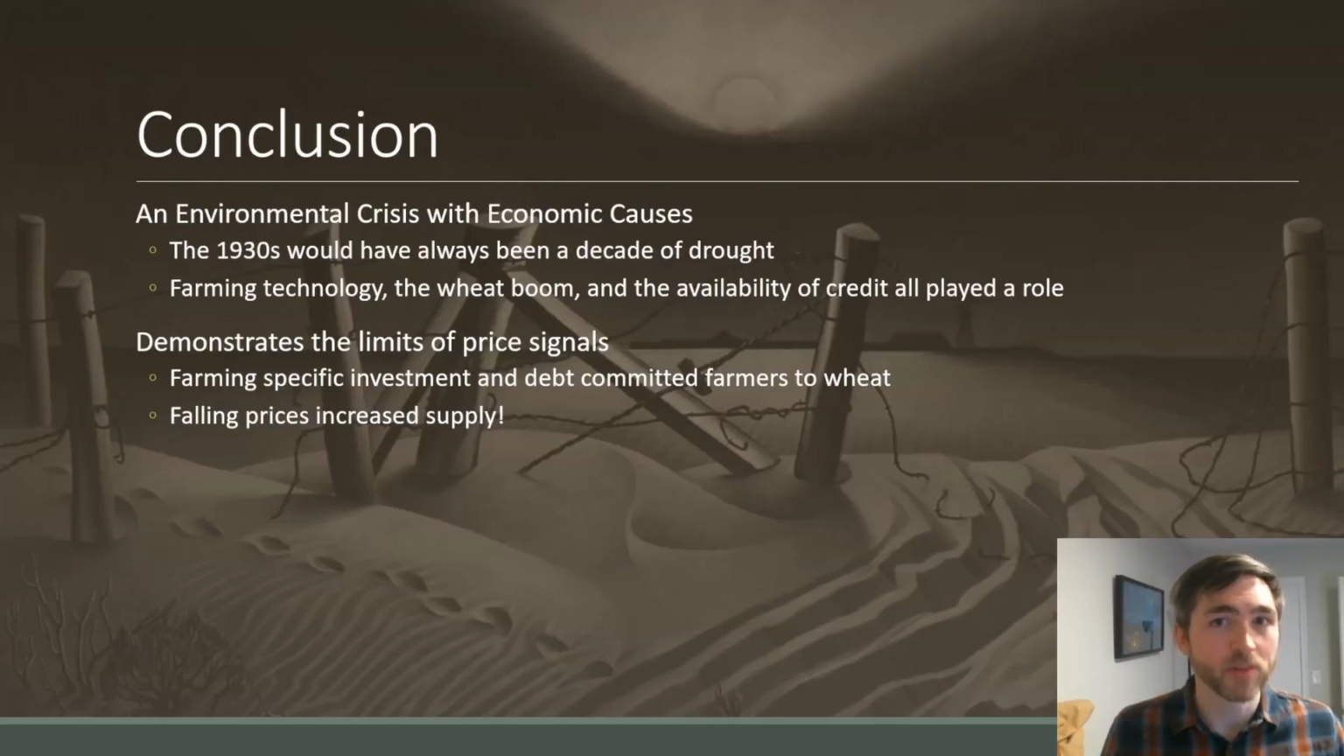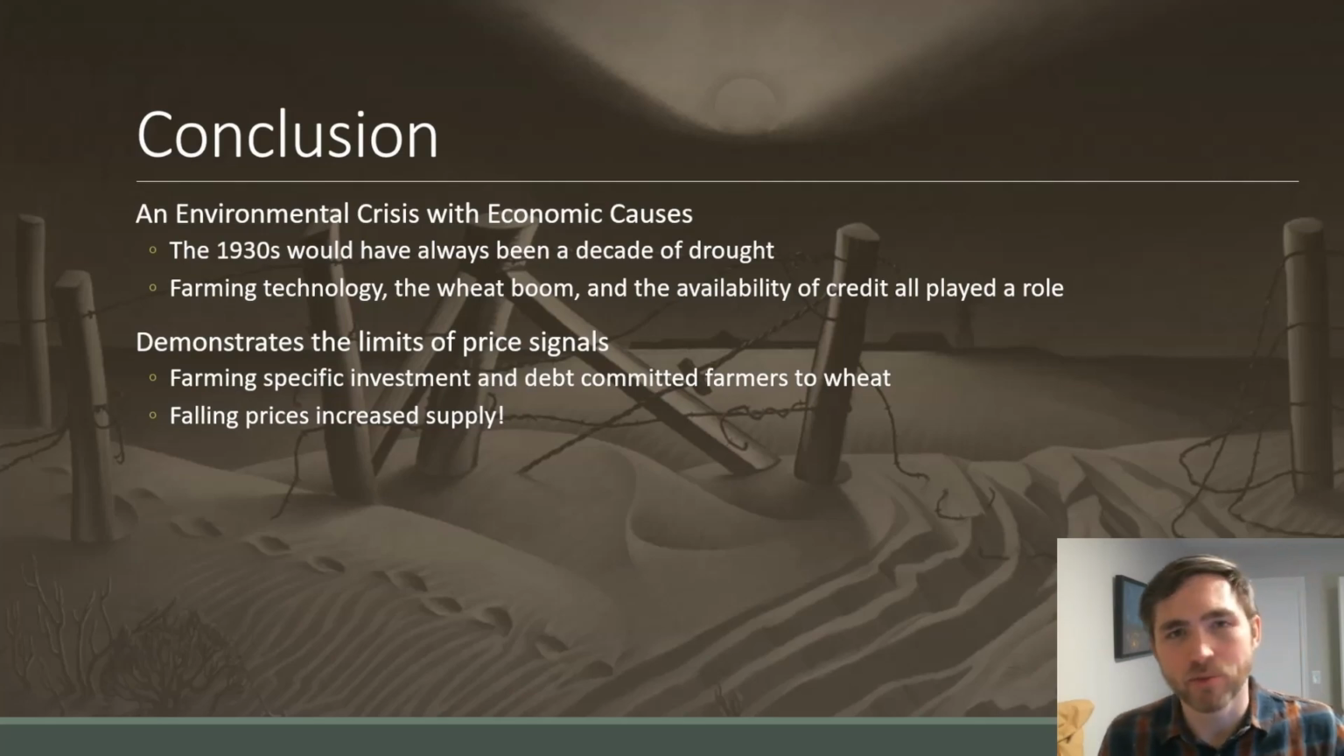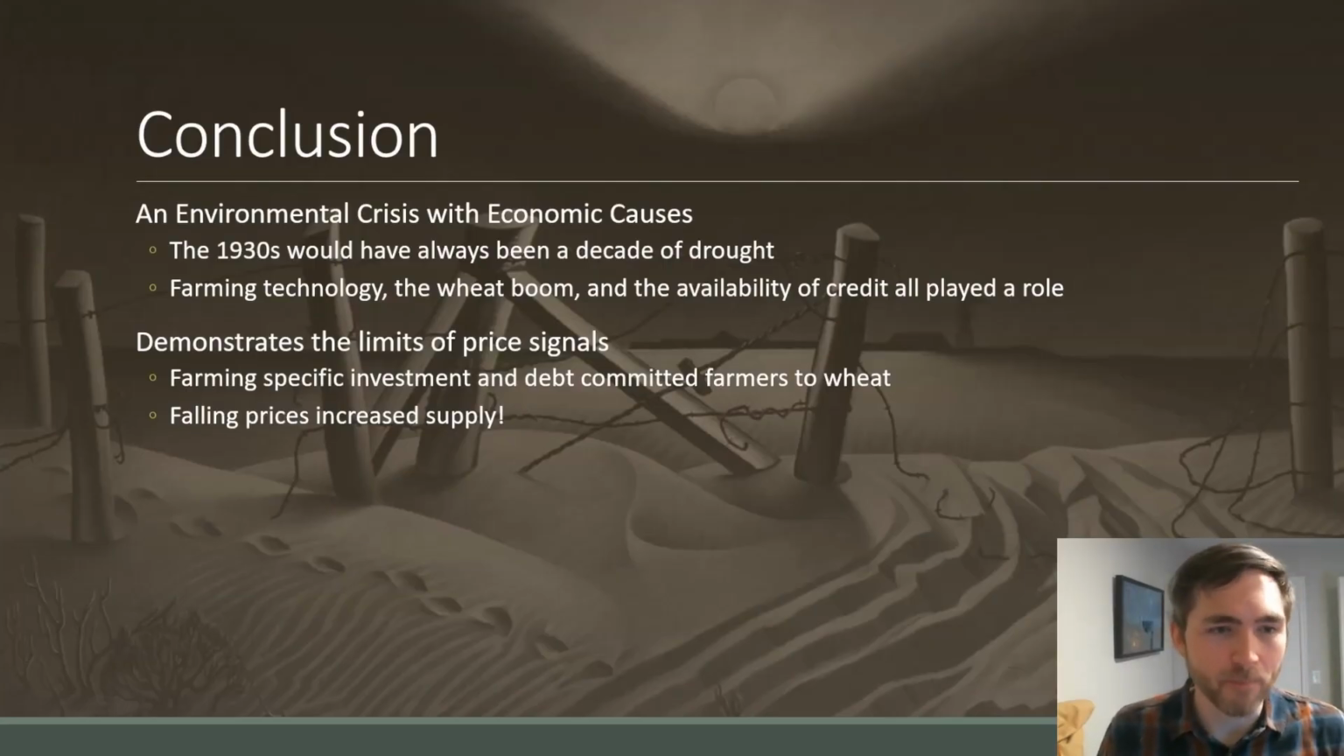So, wrapping up, the Dust Bowl is an environmental crisis, but its causes were economic. The 30s would have always been a dry decade, but if you pluck out the price policies around the First World War, or the availability of credit, or the specific farming technology of today, it probably doesn't become as large of a catastrophe as we saw.